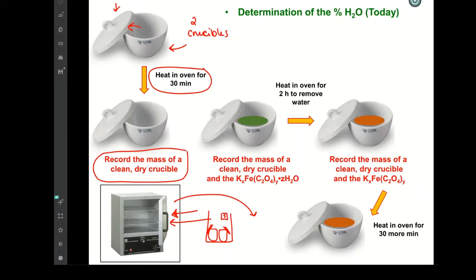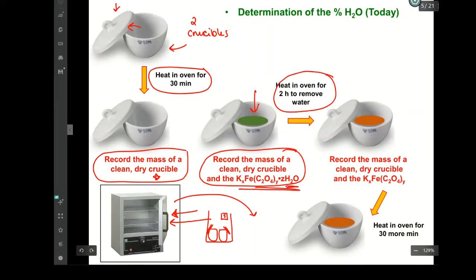Okay, so then what you're going to do is you have the mass of the crucible by itself after it's dry, and then you're going to add some green crystals, and you're going to get the mass of the dry crucible and the green crystals with the hydrate combined. All right, and then we're going to heat in the oven for 2 more hours, and you're going to make sure again that the lid is off.